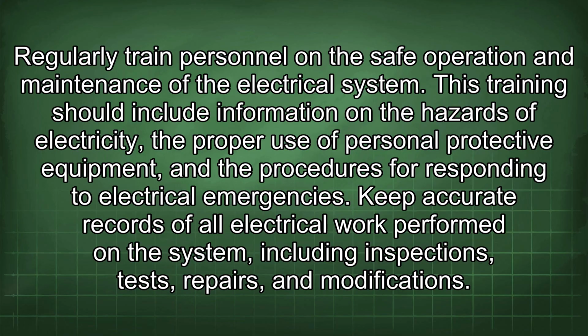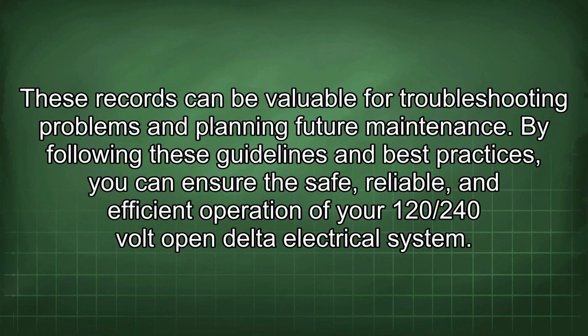Keep accurate records of all electrical work performed on the system, including inspections, tests, repairs, and modifications. These records can be valuable for troubleshooting problems and planning future maintenance. By following these guidelines and best practices, you can ensure the safe, reliable, and efficient operation of your 120/240 volt open delta electrical system.